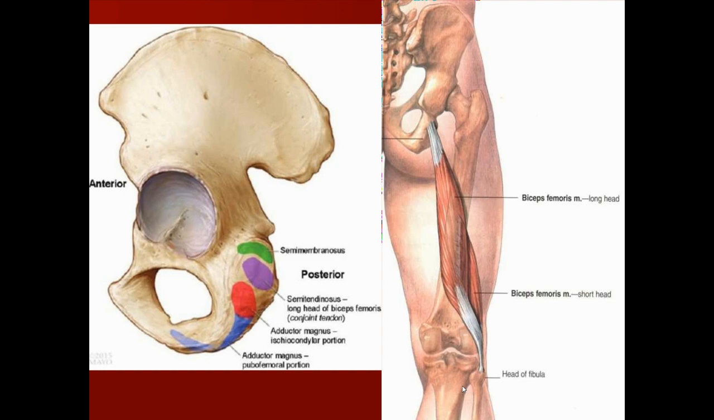So this is the biceps femoris. You can see here the long head and short head, and it takes the insertion in one tendinous structure into the head of the fibula.